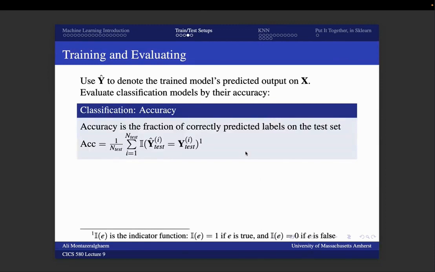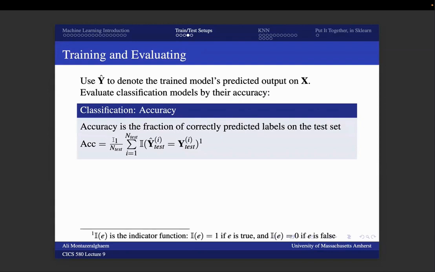After training the model, we want to evaluate the system based on some test data, right? Let's use this y hat as the label predicted by the model on an input. Accuracy is a popular measure in machine learning that we can use to evaluate the model.